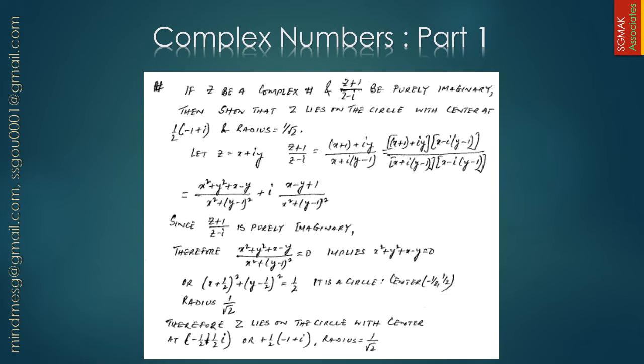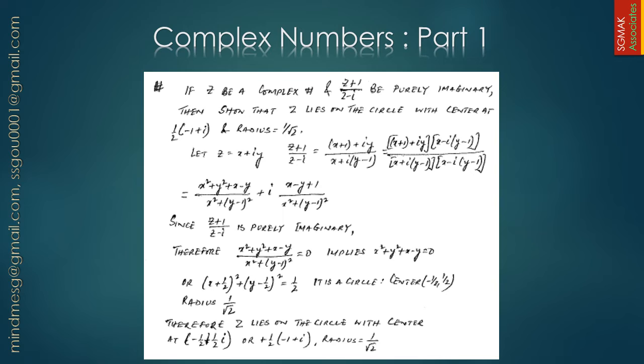So first let's simplify this expression, (Z plus 1) divided by (Z minus i). Substituting Z equals x plus iy, you want to get rid of the imaginary part in the denominator. So we get (x squared plus y squared plus x minus y) divided by (x squared plus (y minus 1) whole squared), plus i times an expression (x minus y plus 1) divided by (x squared plus (y minus 1) whole squared). Now this expression contains only the imaginary part. The real part is 0.